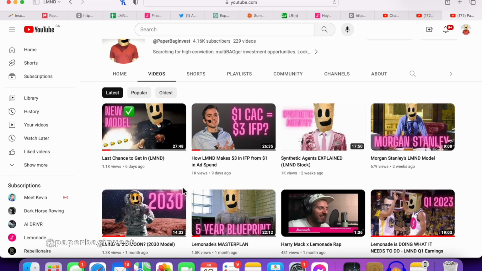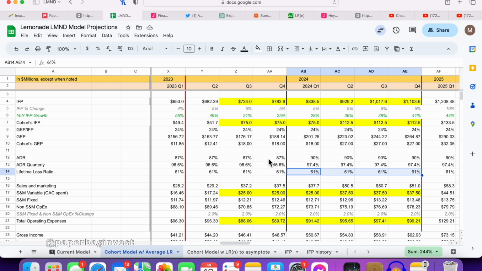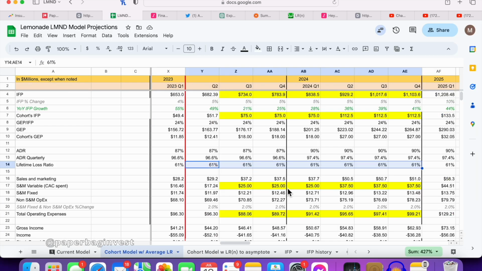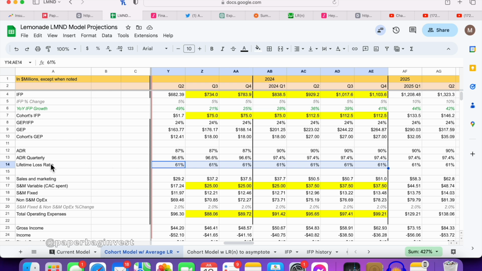Hey everyone, in my recent video where I looked at my new cohort-based model, I had some people asking about the loss ratio, and specifically the lifetime loss ratio. I wanted to make sure everyone was on the same page in understanding what the lifetime loss ratio is versus just a quarter's loss ratio, because there's somewhat of a difference there. And then I also want to show an improvement I made to this cohort model, at least in the accuracy of the model, and show you what results that had.